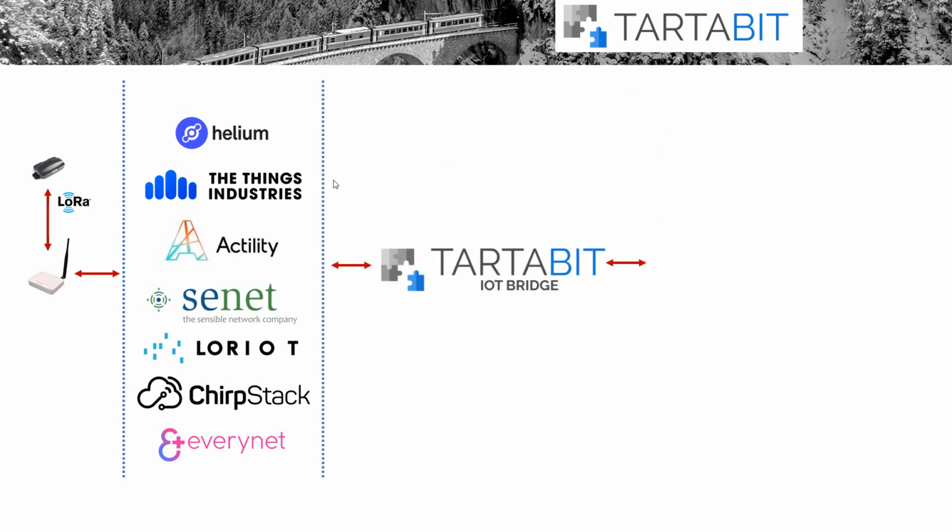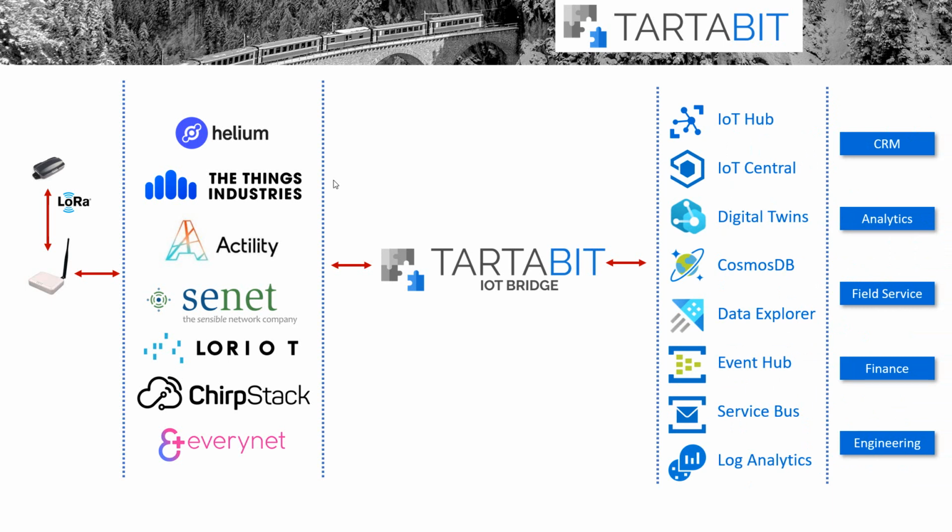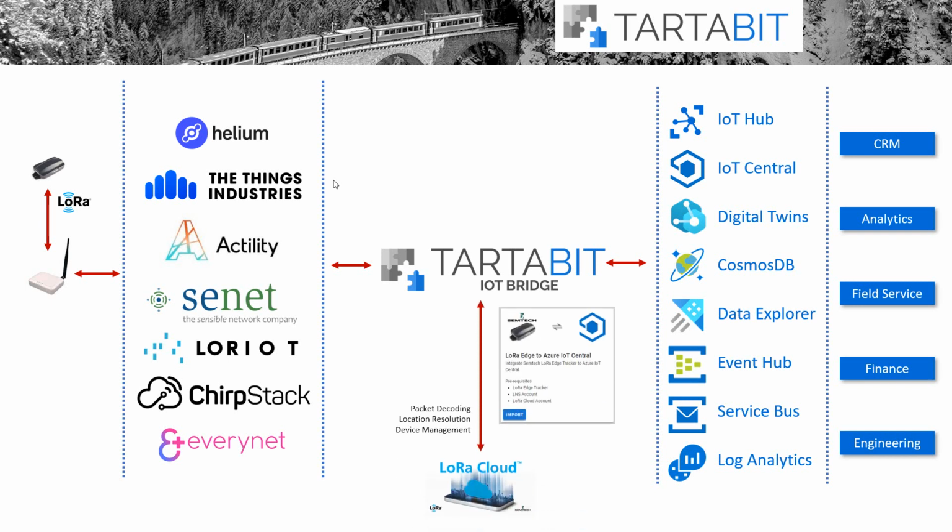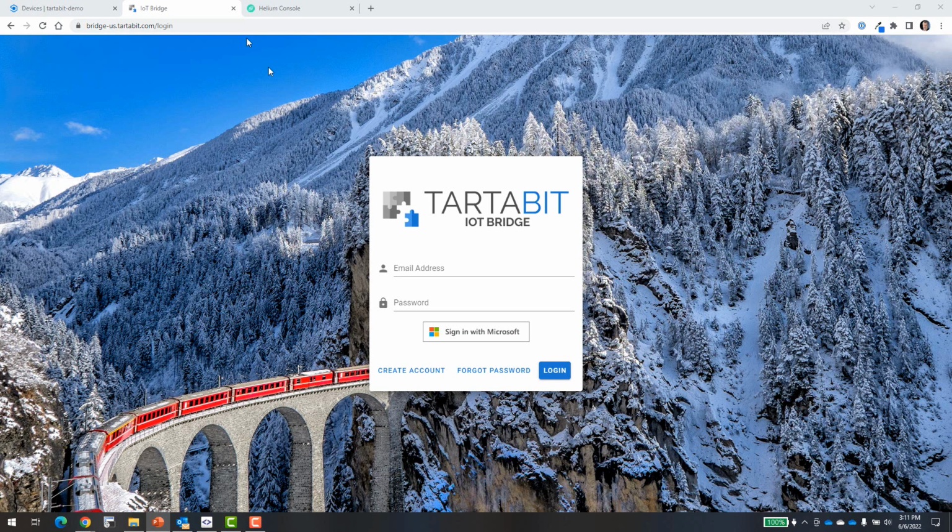The LNS is going to connect that to the IoT bridge to send all of the uplink data. And then the IoT bridge is going to connect to one of the northbound interfaces. In this case, today we're going to be using IoT Central to show the data flow. And the IoT bridge is going to use a solution template to manage all of the communications with the LoRa cloud. So let's get to it.